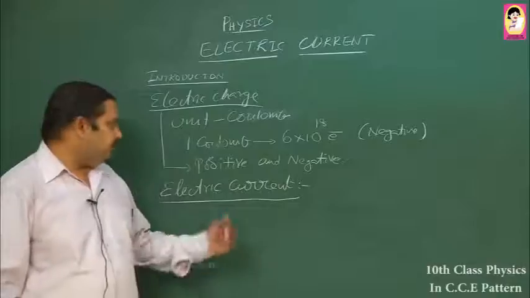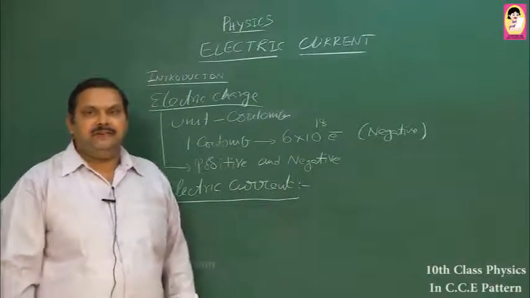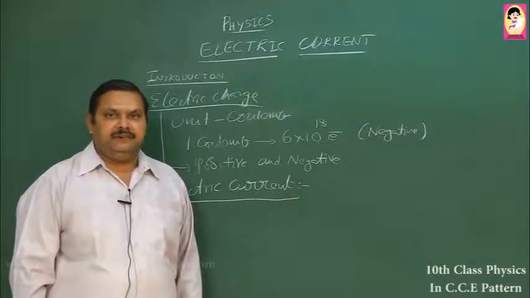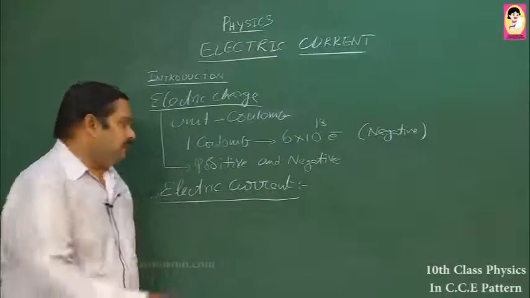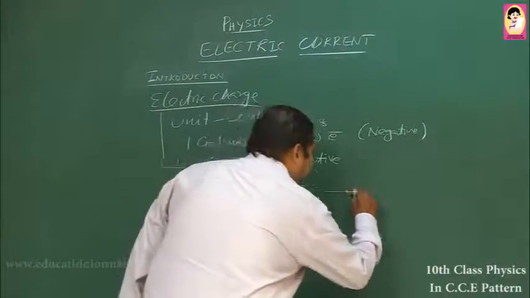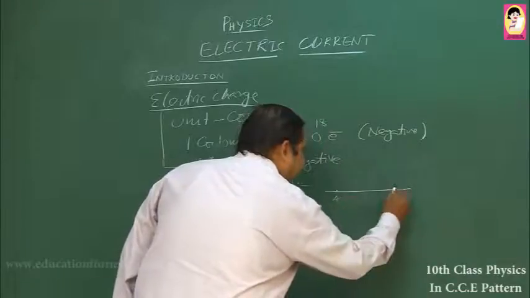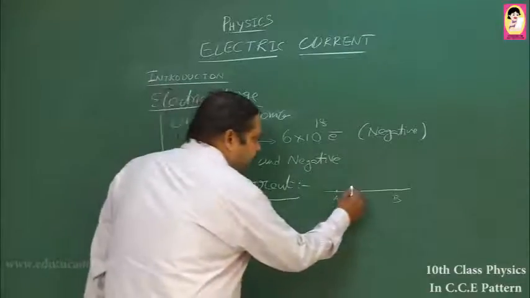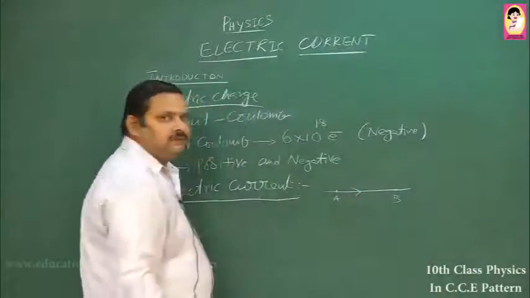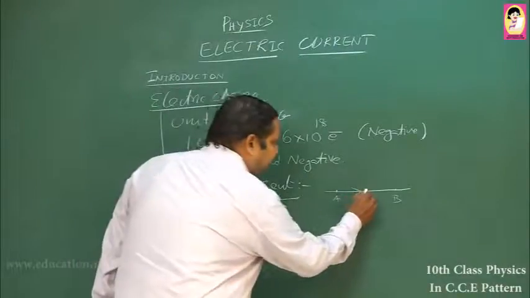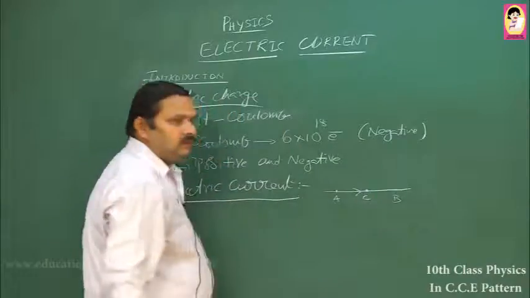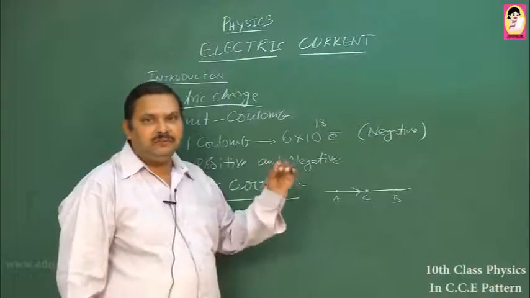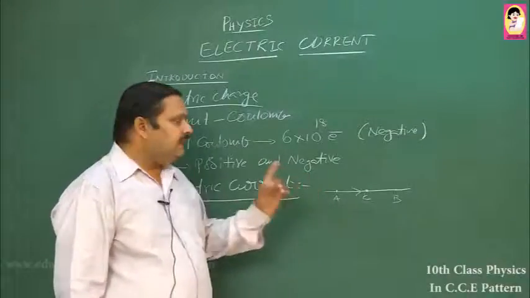The next important point is electric current. What do you mean by electric current? The rate of flow of electric charges through a conducting wire is called electric current. Suppose here there is a conducting wire AB and electric charges are flowing from A to B. Let us take another point C on this conducting wire AB. Through this particular point C, in 1 second, how much charge is flowing? That is called as electric current.